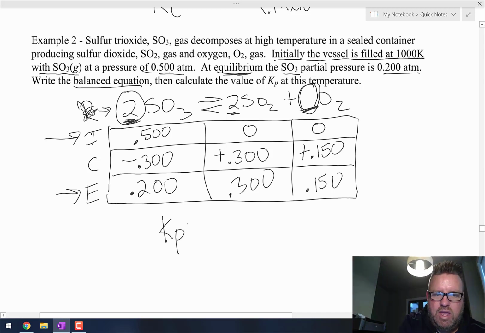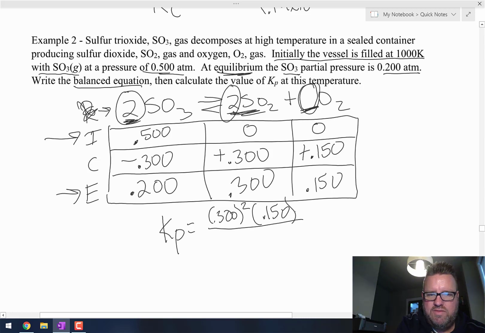So Kp is going to equal the pressure of SO2, which is 0.300, and that has to be squared, times the pressure of O2, 0.150, over the pressure of SO3, which is 0.200. And again, because of the 2, it's also squared.